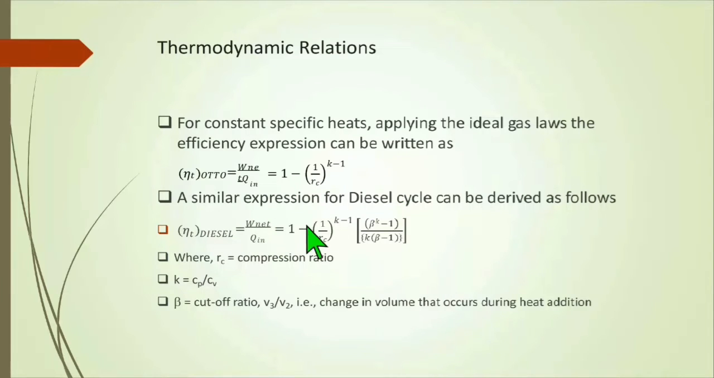A similar expression for diesel cycle can be derived as follows. Eta T diesel is equal to W net by Q in is equal to 1 minus 1 by RC power K minus 1 into beta power K minus 1 divided by K into beta minus 1, where RC is equal to compression ratio, K is equal to Cp by Cv, and beta is equal to cutoff ratio. That means V3 by V2, or change in volume that occurs during heat addition.